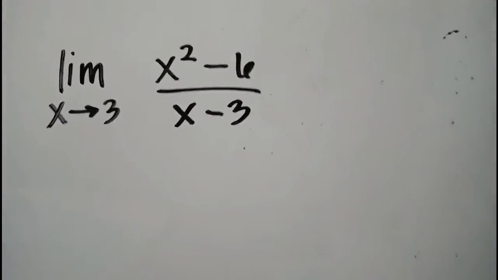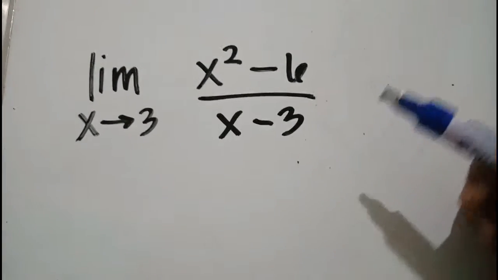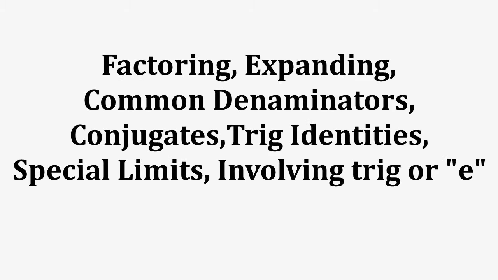So back to the question, what if we get 0 over 0 just like that? What can we do? Having an answer of the form 0 over 0, we can use an algebraic technique that will help us find the solution. So these are the examples. Factoring, if it's a polynomial or rational function. We can expand by multiplying things, and if fractions are involved, you can get their common denominators or multiply by conjugates or use trig identities or special limits involving trig or e.